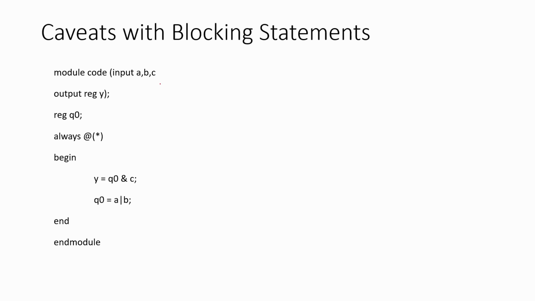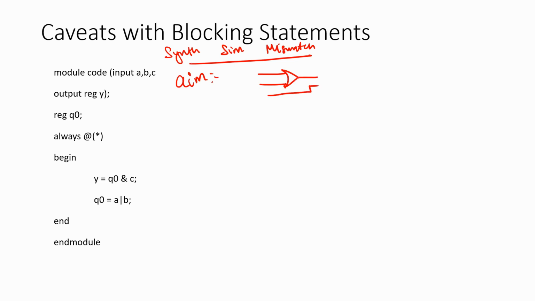This is another interesting point. This will cause a synthesis simulation mismatch. It's going to be very interesting. Let's see. Effectively, what is our aim? Let us write our aim here. Our aim is to create a circuit which looks like this. So A, B, C, this is our aim, to create this.